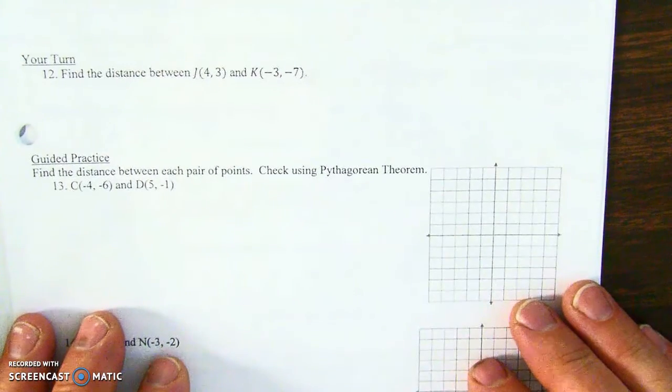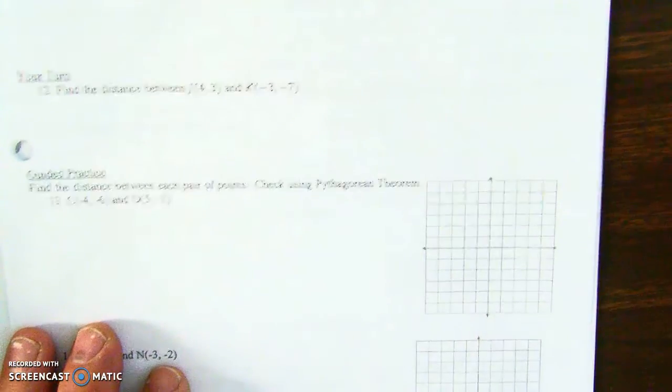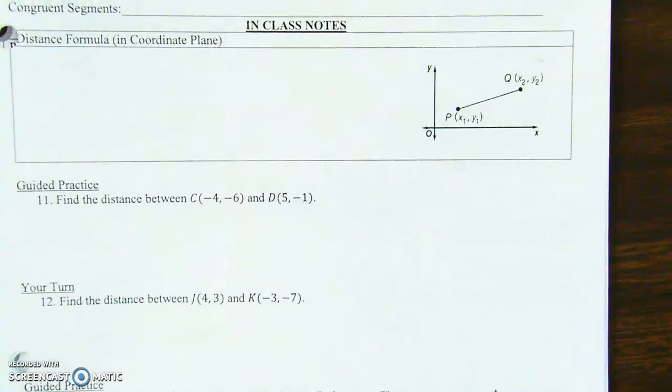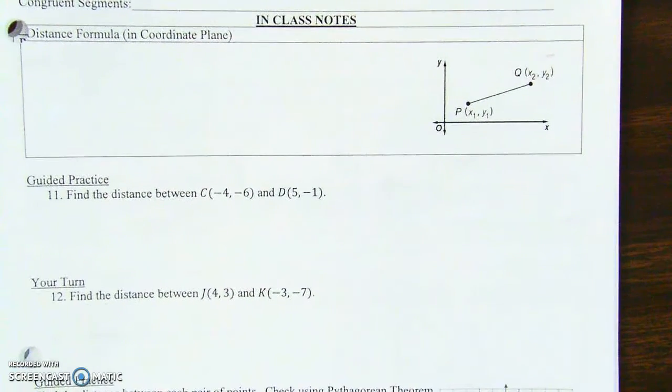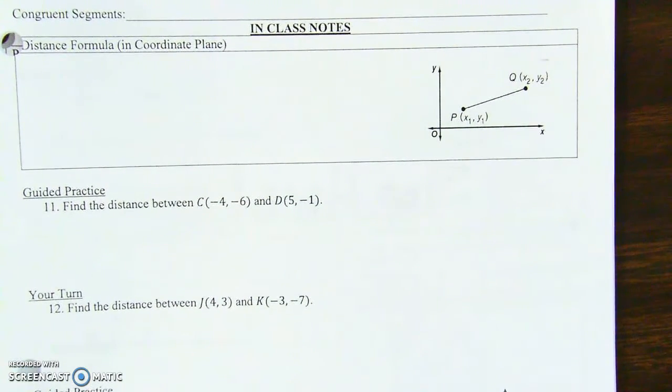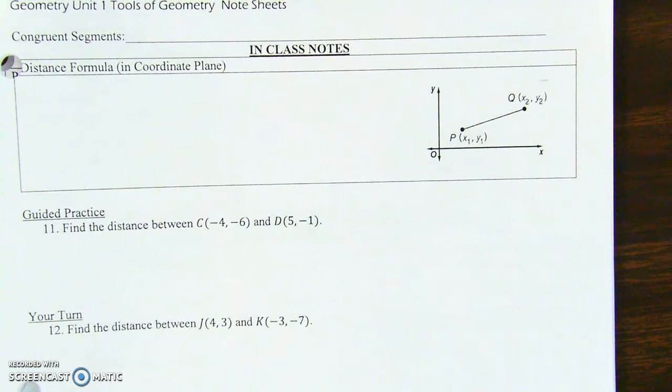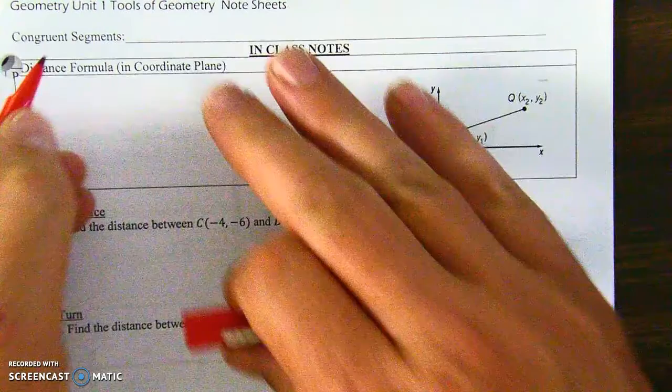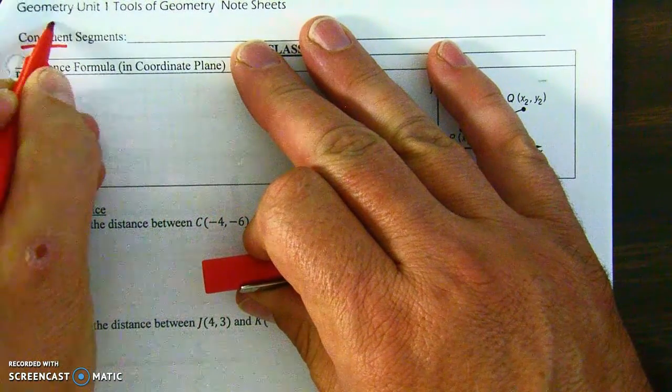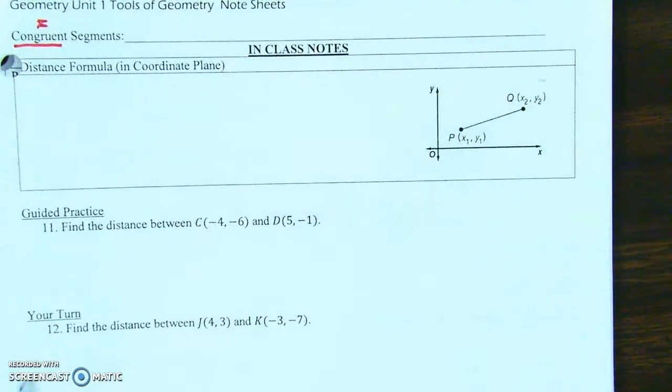Okay, it says that we are going to be talking about the distance formula. Okay, congruent segments. That means if segments are congruent, they are equal to each other. So you might want to put that in there, congruent, and put an equal sign over the top of it. That means we're basically going to cut something in half.